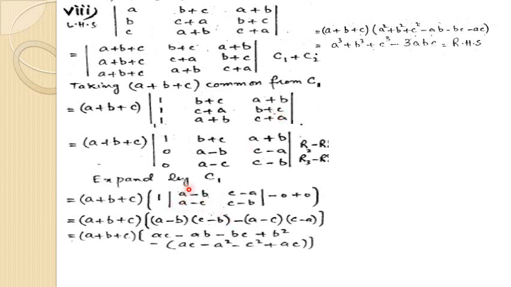Now we apply the formula ad minus bc, then we multiply the two brackets. ac minus ab minus bc plus b square, the minus is here, those brackets multiply. Now again the same thing, and you know that this is the formula: a plus b plus c times (a square plus b square plus c square minus ab minus bc minus ac) is equal to a cube plus b cube plus c cube minus 3abc, and that is the right hand side we have to prove.